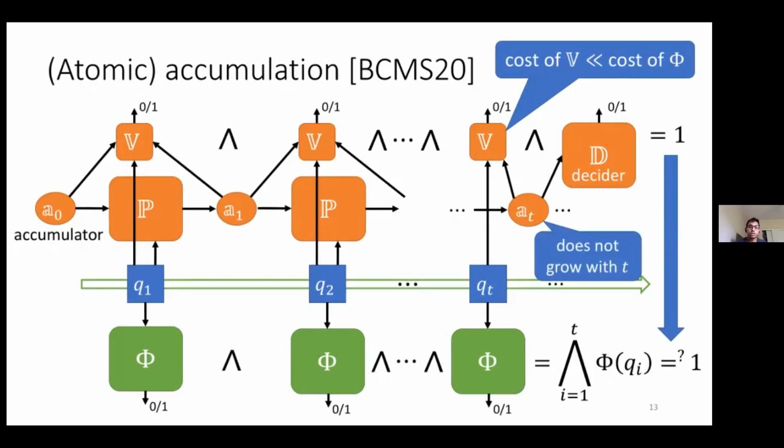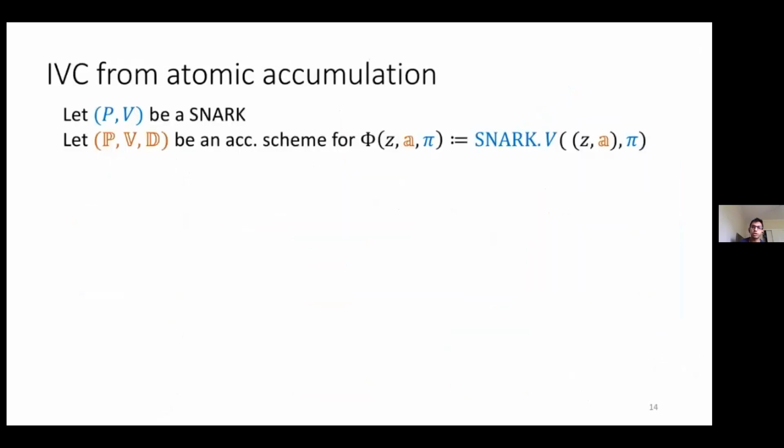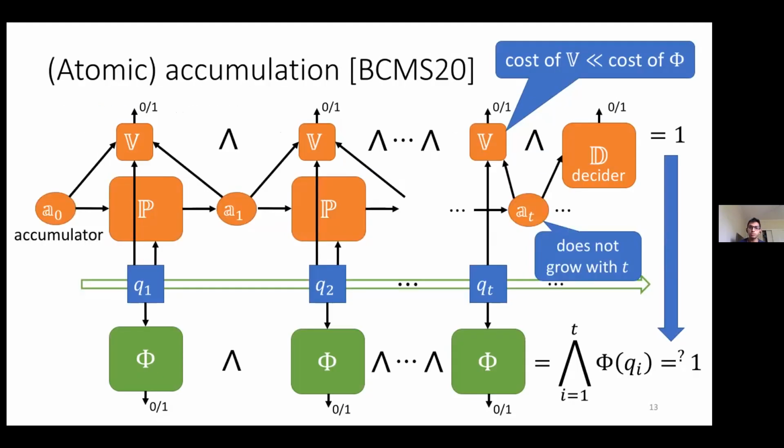And furthermore, this accumulator does not grow with t, which is why the decider is basically equal to the size of phi. It's roughly that, and it does not grow with the cost or the depth of the number of things you've accumulated. Okay, so any questions about this atomic accumulation scheme?